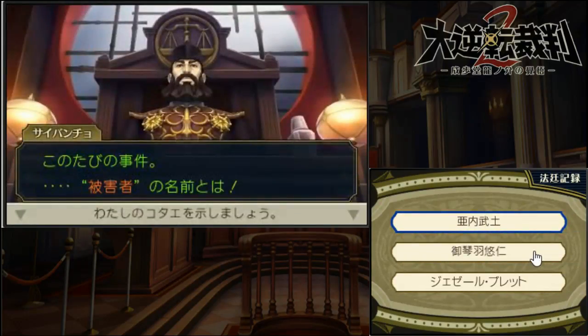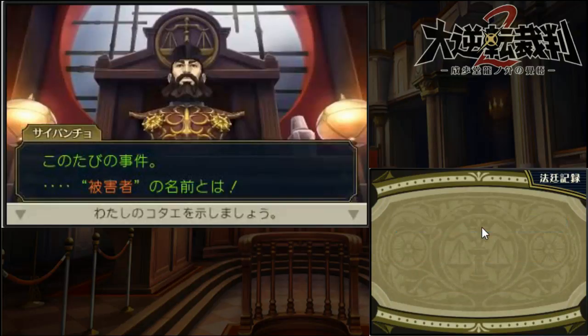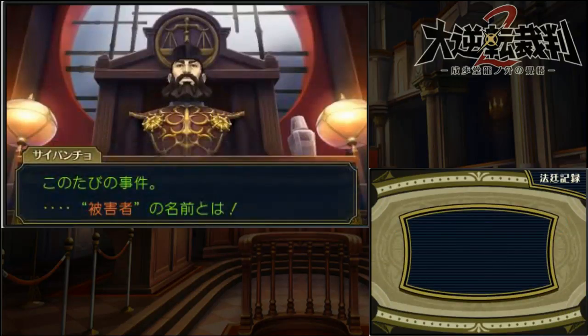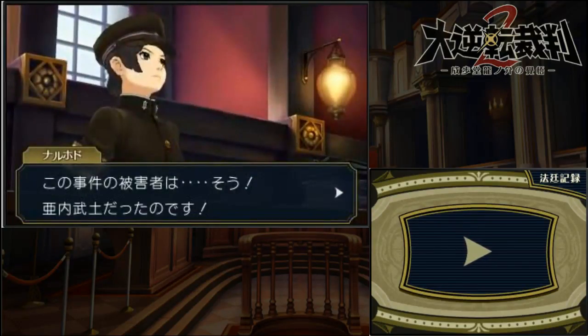Who was the victim in this case? My choices are Aochi, Mikatoba, and Bullitt. The answer is obviously Bullitt, but we're not going to do that. We're going to go through the other options first. Let's go Aochi first. The victim of this case is... right. None other than Prosecutor Aochi Taketsuchi.